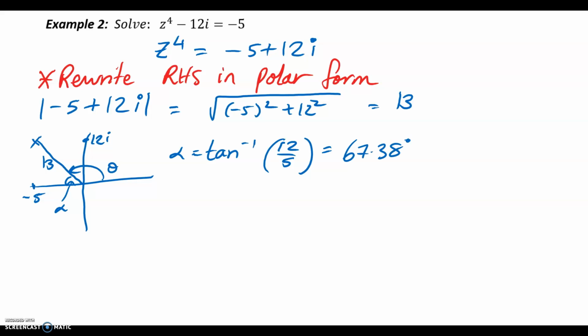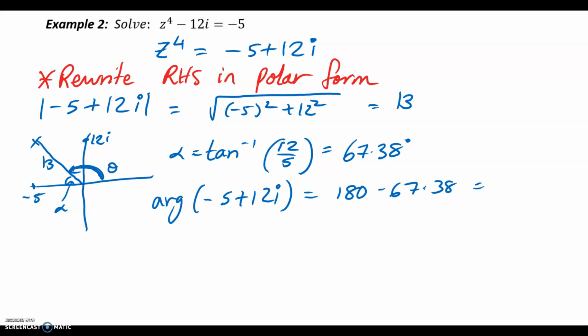However, that's not the angle I'm looking for. I'm looking for this here, and we can see it's definitely greater than 67.38. So if we go 180 take away the reference angle, you get your argument. So the argument of minus 5 plus 12i is going to be 180 take away 67.38, and that gives you 112.62. There are different ways of working out the argument, and that's fine as long as you understand what you're doing. That's all that matters.